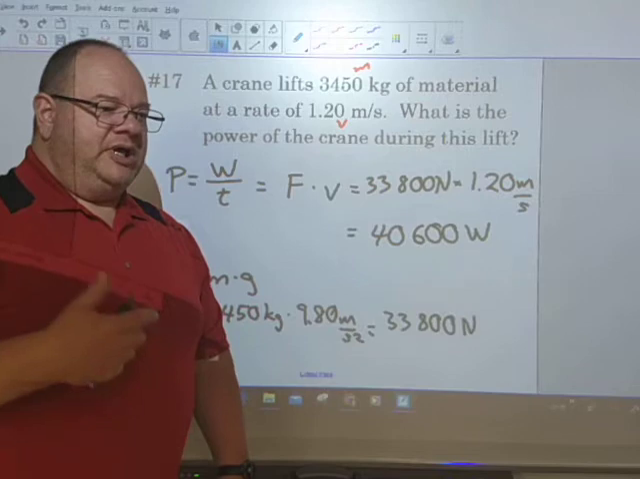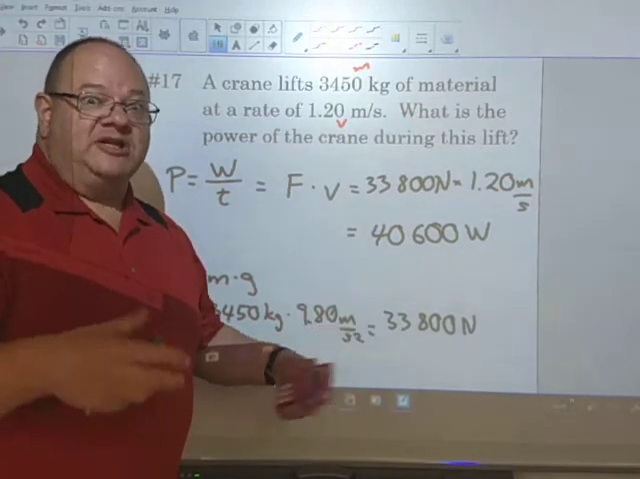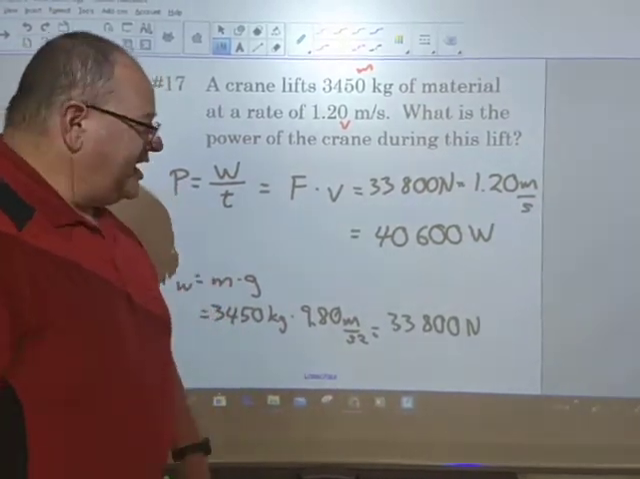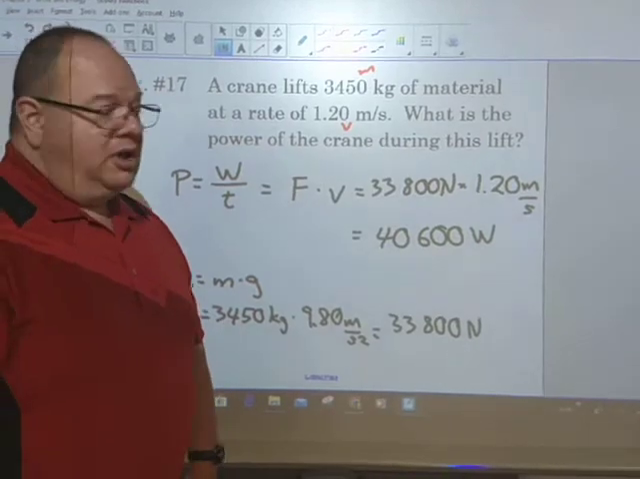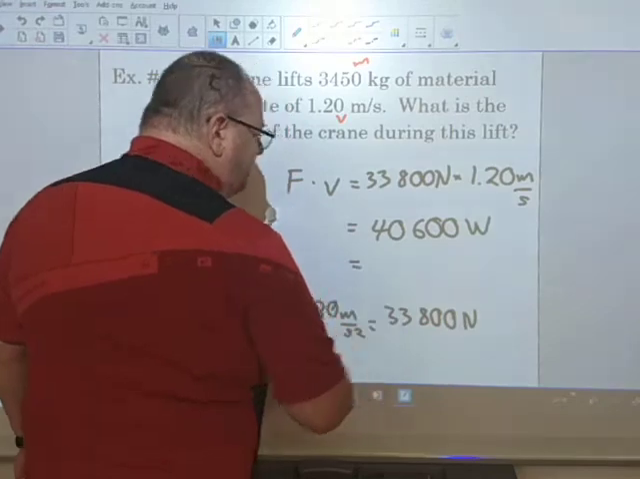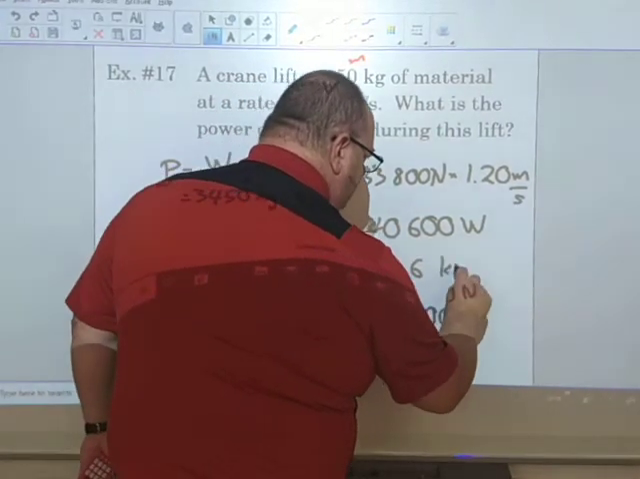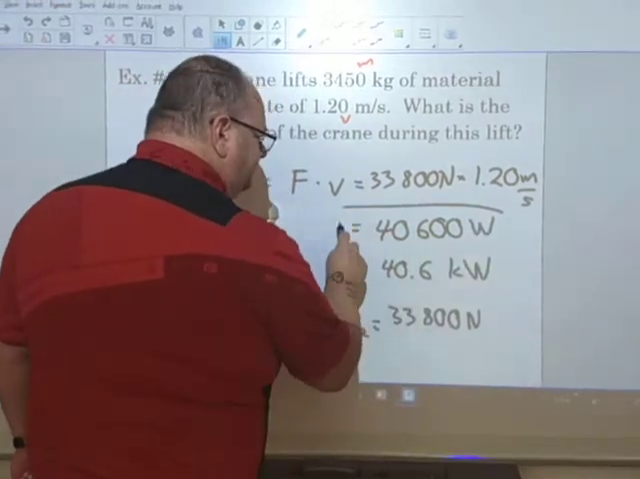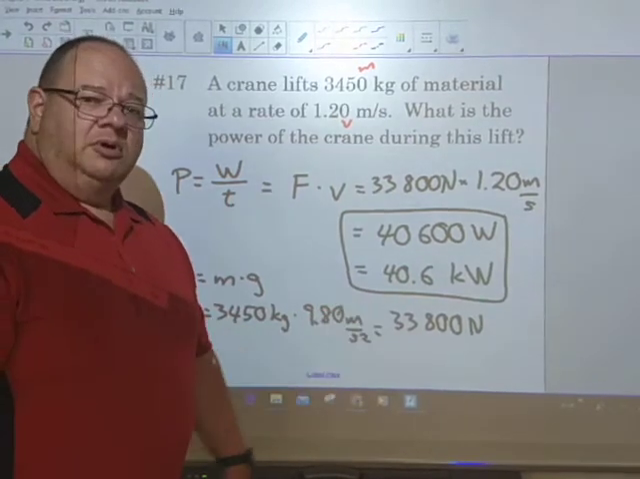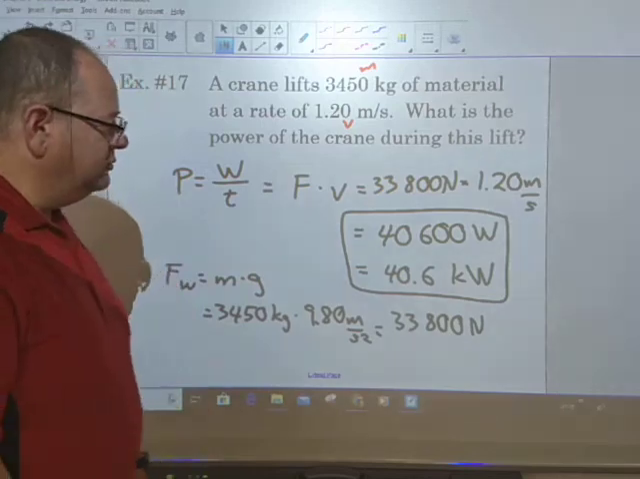You know, an old-fashioned incandescent light bulb, quite a common size, was a 100-watt light bulb. If one light bulb's using 100 joules per second, what do you think this crane is using? Wow. So, quite commonly, we might just write this as 40.6 kilowatts. Going between kilo and some base unit should be a pretty basic conversion for you.